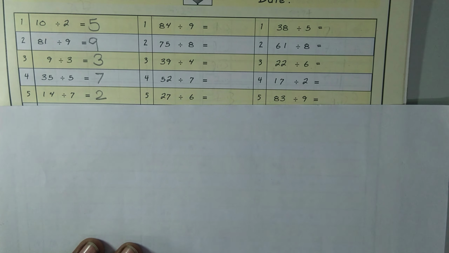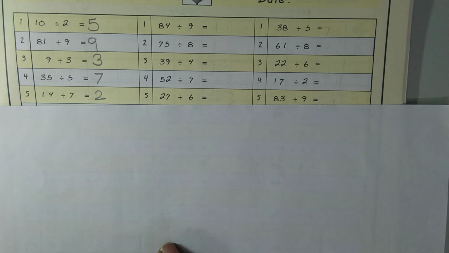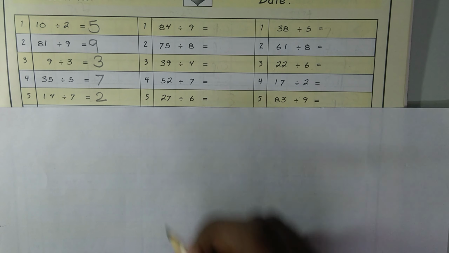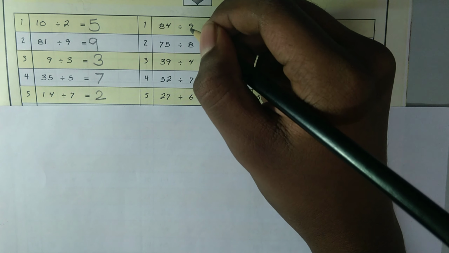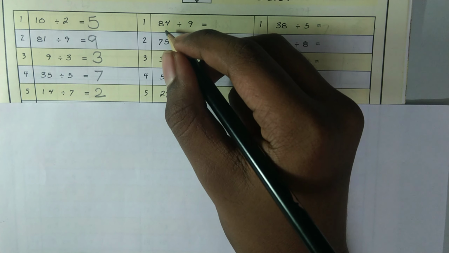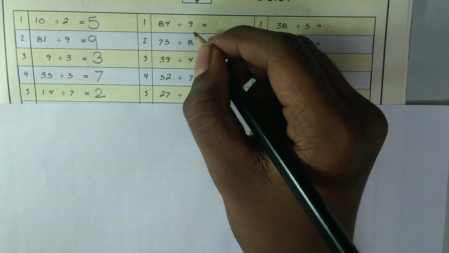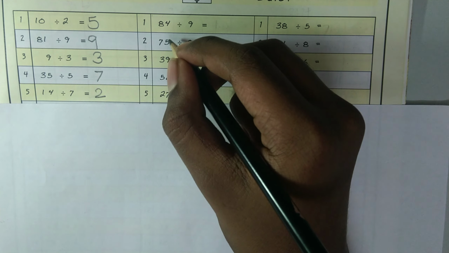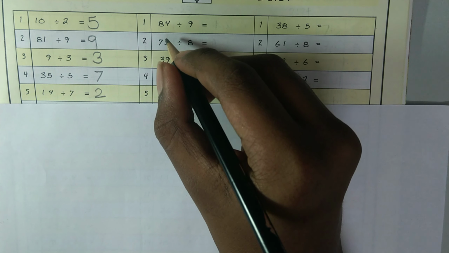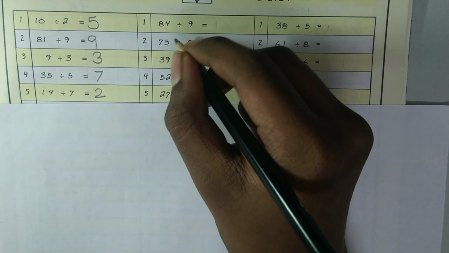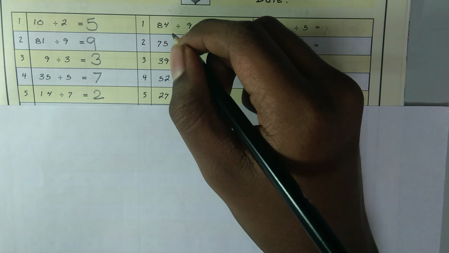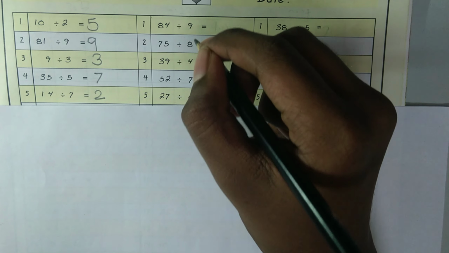Now let's see how to do divisions which include decimal points. Let's go ahead with the first problem. 84 divided by 9. 9 into what is 84? We know that 9 into nothing will be 84. So we have to take the nearest number. In the 9 table, which number is nearest to 84? Make sure you take the lower number. That number should be lower than 84. It should not be greater than 84. 9 nines are 81. 81 is lesser than 84. So we can take that number.